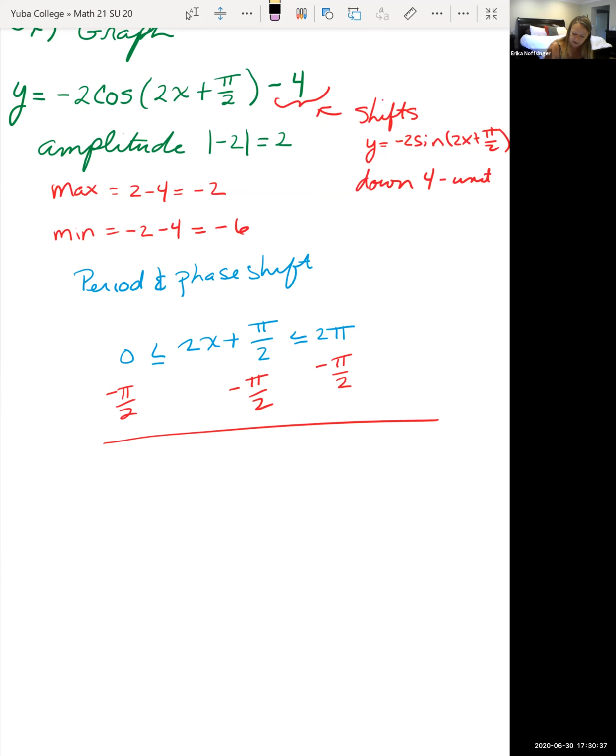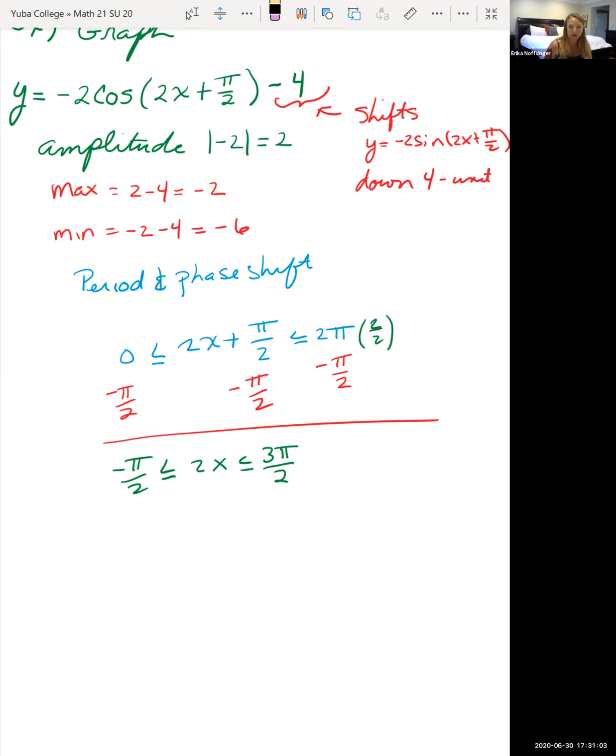So we get negative pi halves is less than or equal to 2x, which is less than or equal to, I'm going to get a common denominator so I can combine this as one value. So this is really a 4 pi halves minus a 1 pi halves is a 3 pi halves.